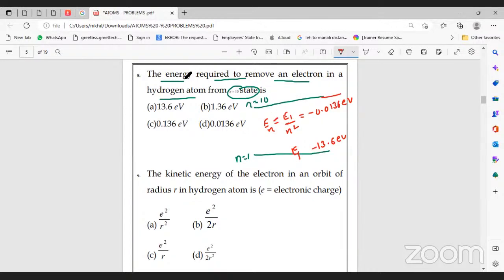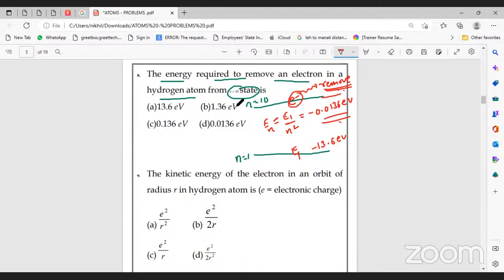Now they are asking you to find the energy required only to remove the electron from the 10th state. If the electron is in the 10th state, to remove it, what energy is required? We require an energy of 0.0136 electron volt.